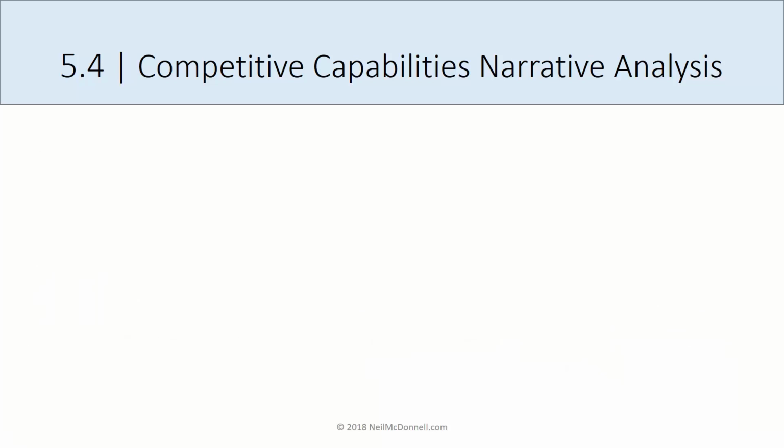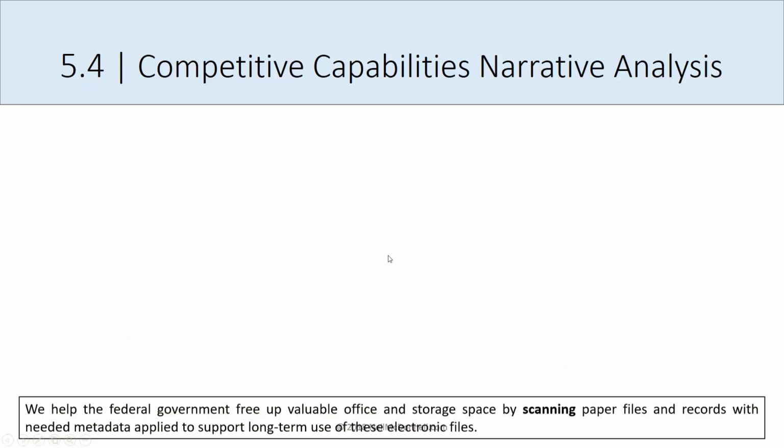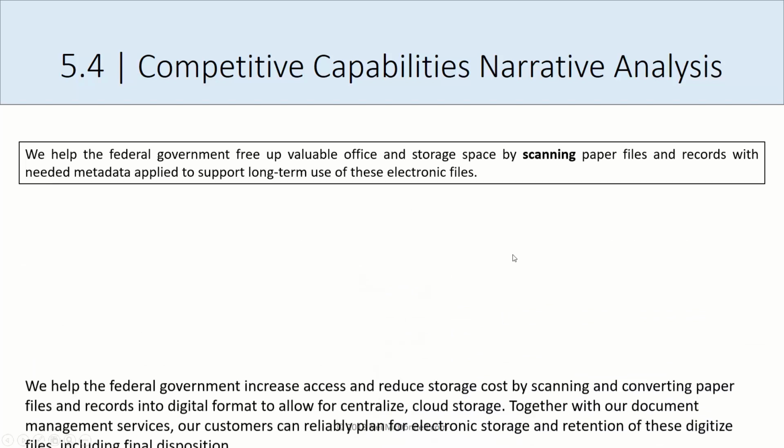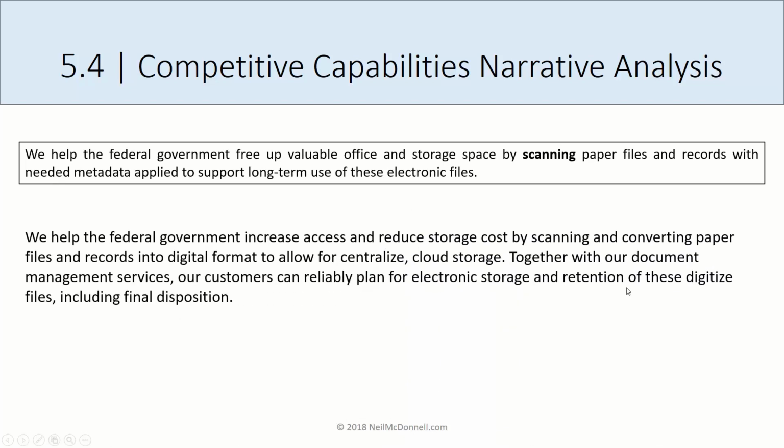So let's take a look at the next paragraph. This was on scanning. In this case, you see that we help the federal government free up valuable space by scanning paper files and applying metadata. As I looked at the competitors' way of saying certain things, I didn't just look at DSBS. On this one, I went out to a couple of websites of very, very large billion-dollar companies that are doing something similar, and tried to see what they were saying as well, because for scanning there wasn't as much in DSBS.